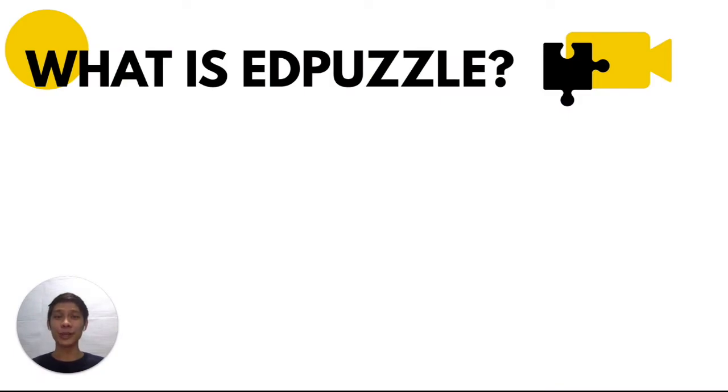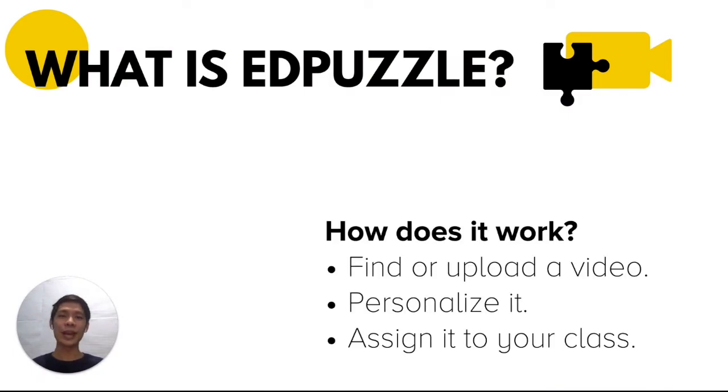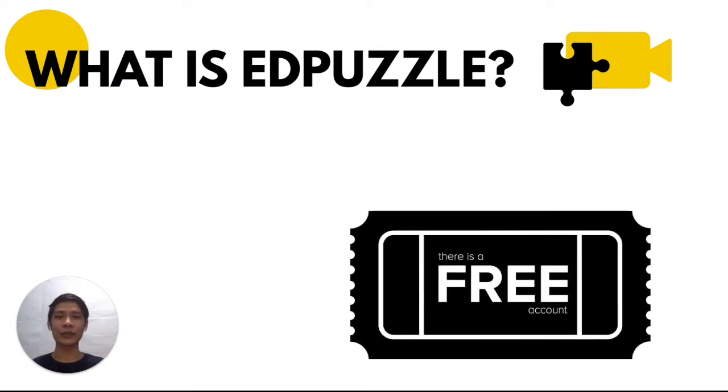Now, let me guide you on how to use Edpuzzle. And how does Edpuzzle work? First is you have to find a video, or like what I said a while ago, you can upload your own video. Second is you personalize it by using the video editing features of Edpuzzle. The third one is you assign it to your class. But first thing, you have to create your own free account in Edpuzzle.